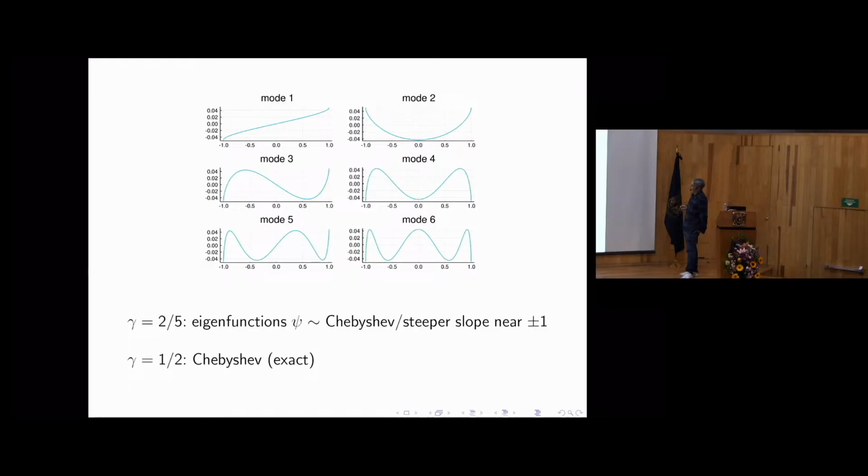But we do see that here are these functions on the computational domain, that is, not in the physical domain. If you ask what these functions are, they look like Chebyshev polynomials with somewhat steeper slopes near the boundaries. And in fact, when the walls are vertical, the eigenfunctions are the Chebyshev functions. So this is, again, an exact result.